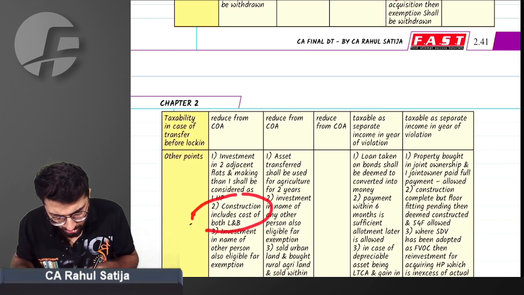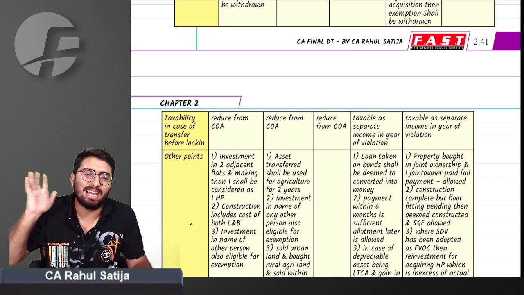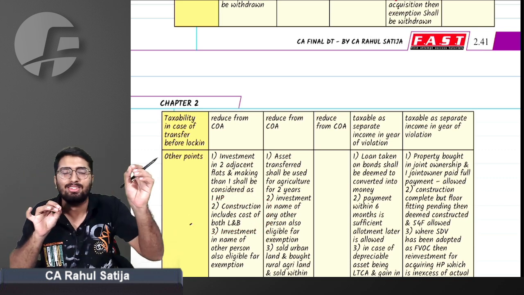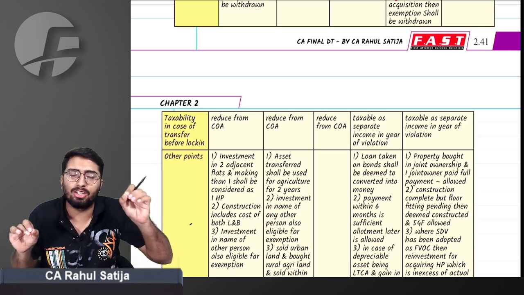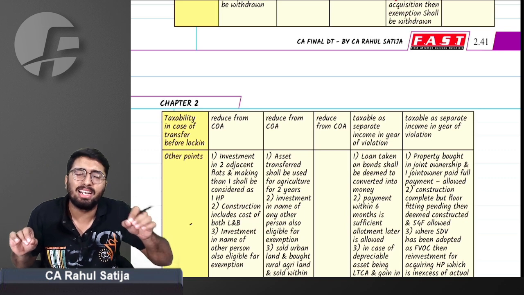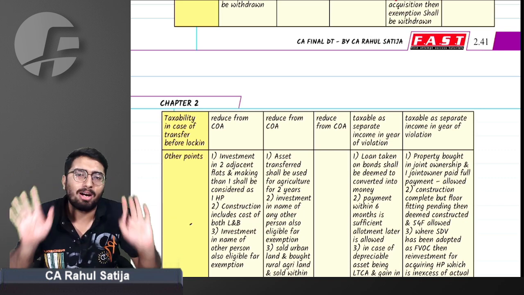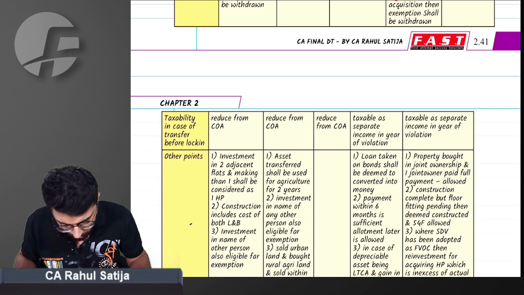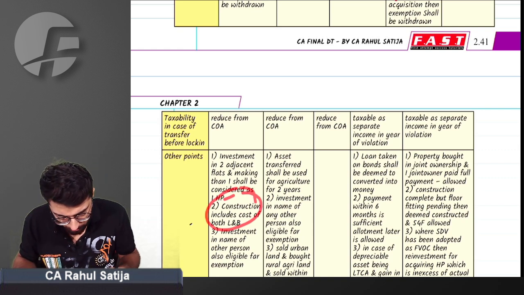Flat construction costs include cost for land and building. It is as simple as it can be. If you want to get the house constructed, any amount paid for construction or any amount paid for acquisition of land, for acquisition of building will be a part of cost, will be a part of exemption.